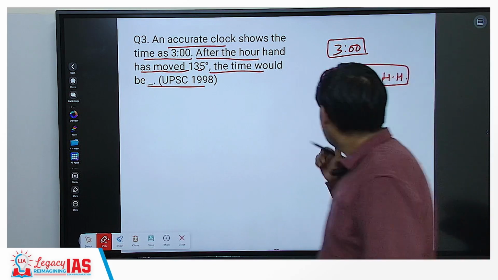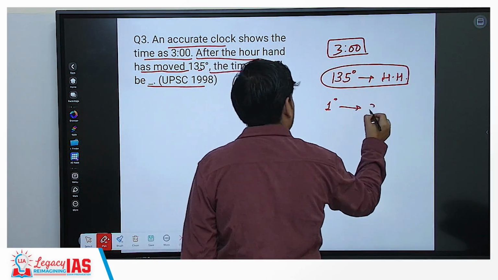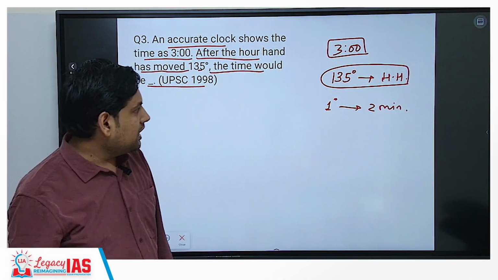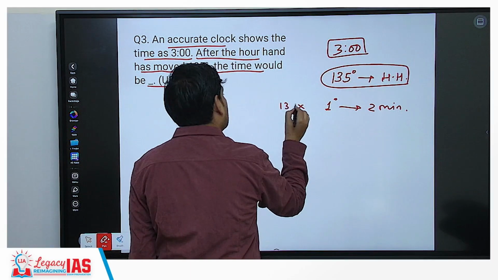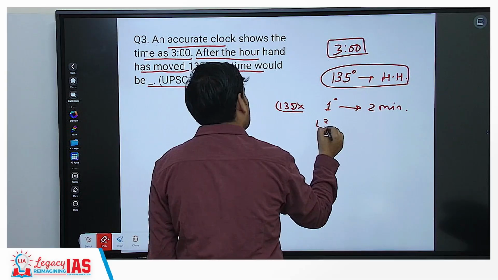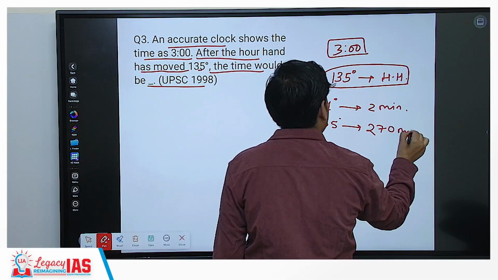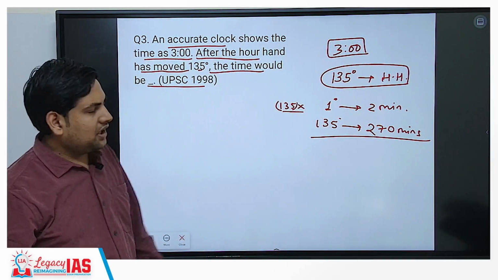Now it's simple. 135 degrees. Now what we wrote for the hour hand? 1 degree turn is observed in 2 minutes, half degree per minute, or 1 degree turn in 2 minutes. Now you multiply both sides by 135. What you get? That means 135 degrees in 270 minutes. Simple. 1 degree in 2 minutes, then 135 degrees in 270 minutes.